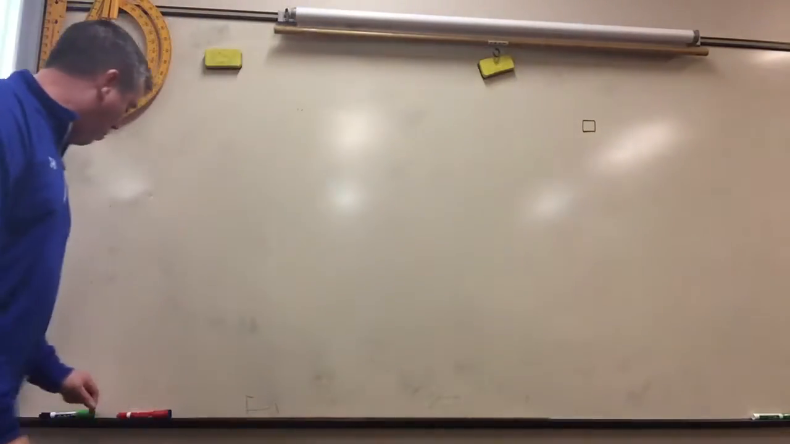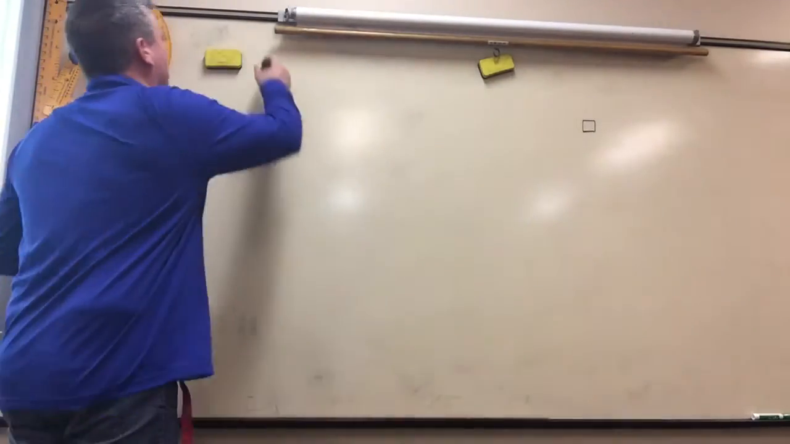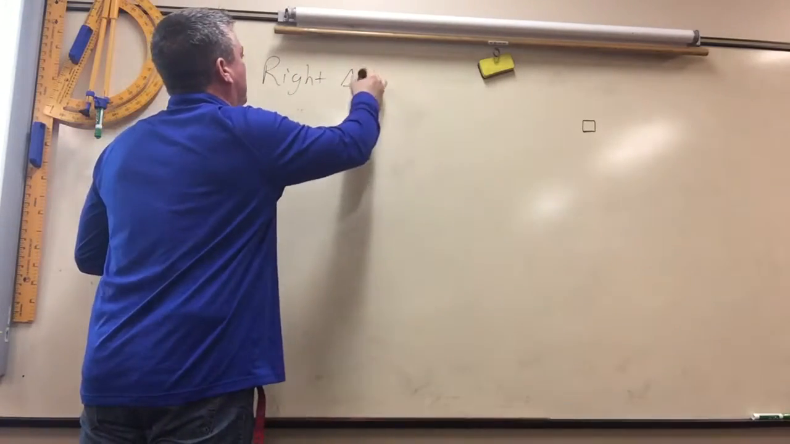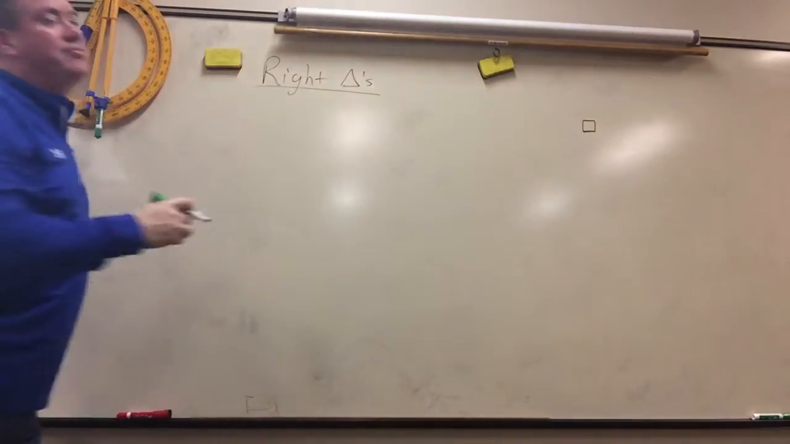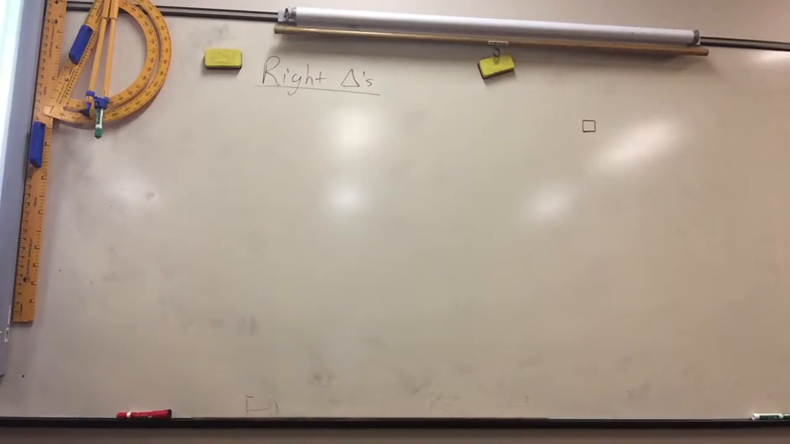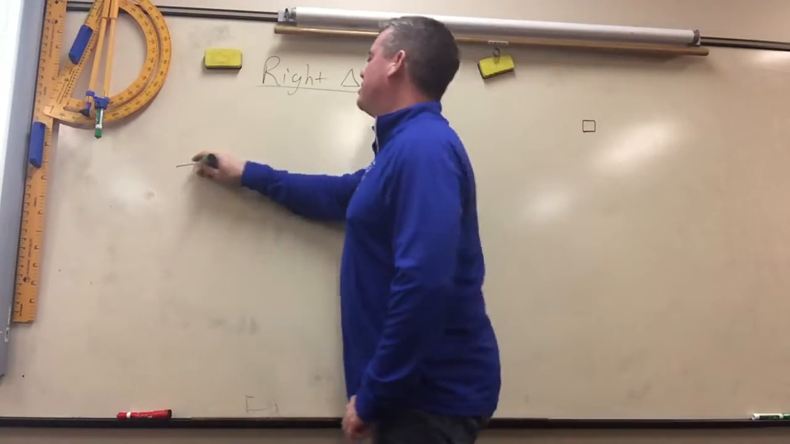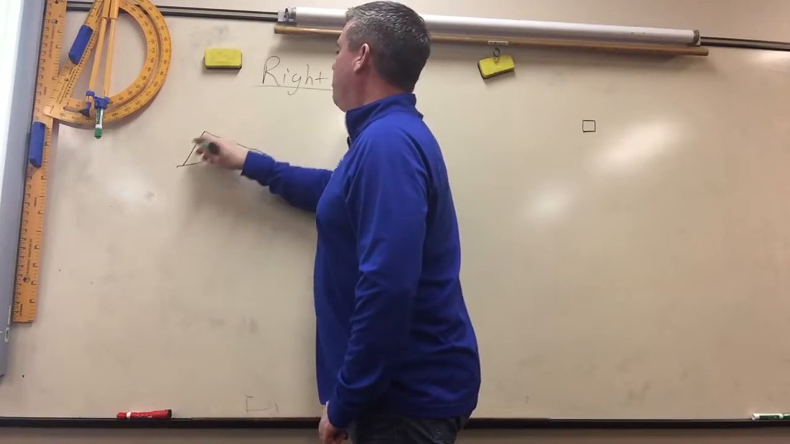Okay, so this is still chapter 9 that we're in. It's all right triangles. So, first we did finding lengths of sides using geometric means.